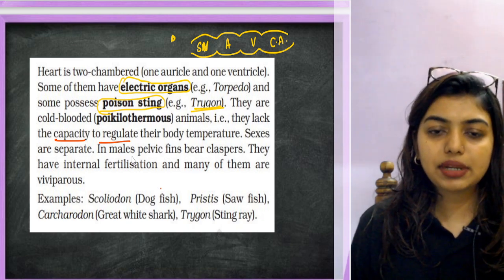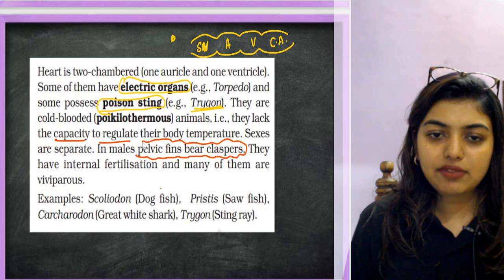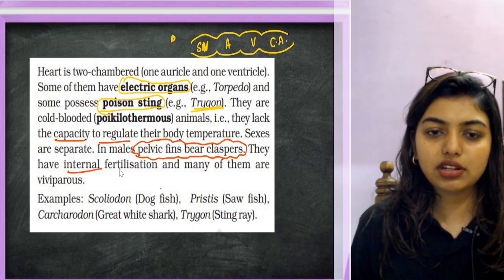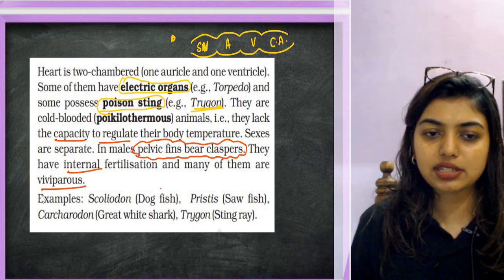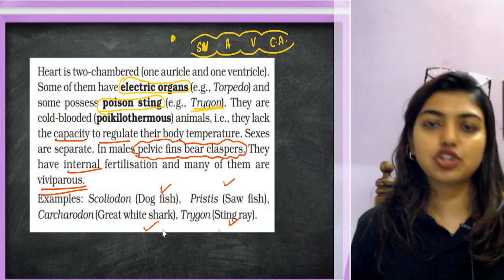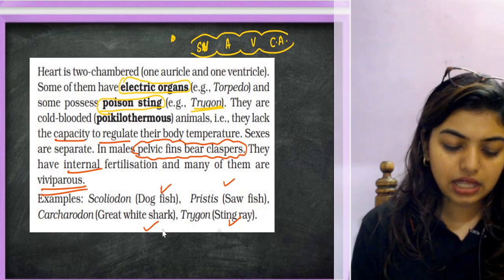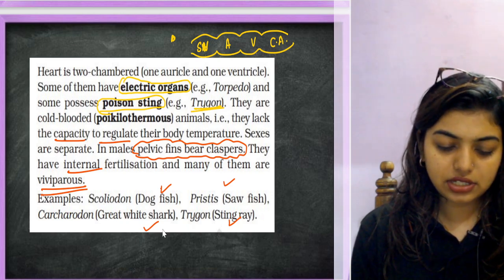So, sexes are separate. In males, pelvic fins bear claspers, very important. They have internal fertilization and many of them are viviparous. Examples you can remember: dogfish, sawfish, stingray, great white shark. You have to know the scientific names, otherwise it will be a little difficult.